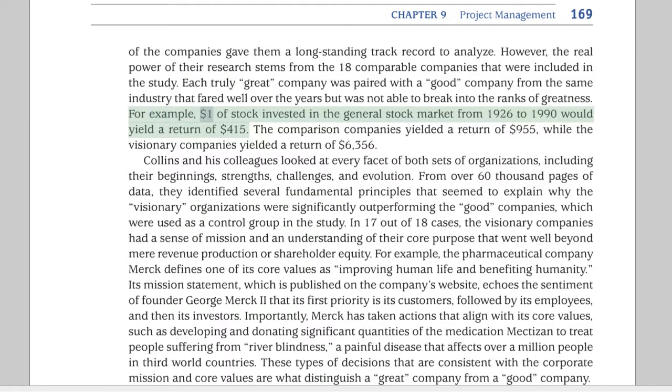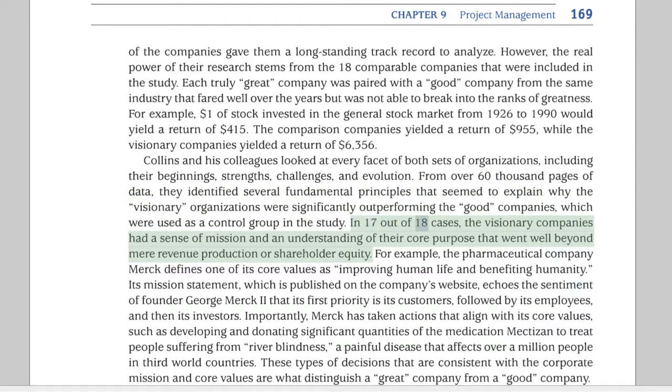For example, $1 of stock invested in the general stock market from 1926 to 1990 would yield a return of $415. The comparison companies yielded a return of $955, while the visionary companies yielded a return of $6,356. Collins and his colleagues looked at every facet of both sets of organizations, including their beginnings, strengths, challenges, and evolution. From over 60,000 pages of data, they identified several fundamental principles that seemed to explain why the visionary organizations were significantly outperforming the good companies, which were used as a control group in the study.